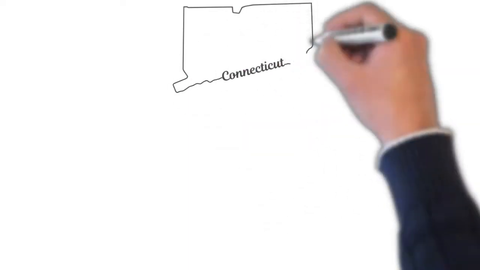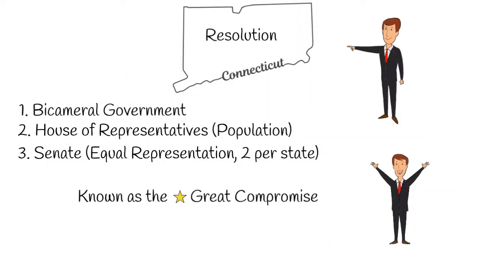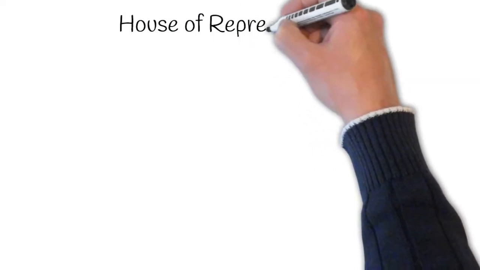Then the state of Connecticut came up with a plan that would satisfy both sides, with a House of Representatives that would represent each state by population and a Senate that would have two people representing a state. Now let's go into the two chambers of Congress in depth.